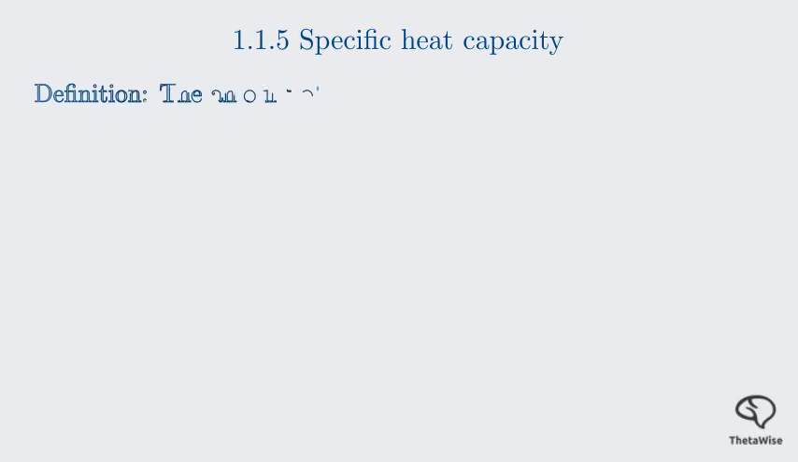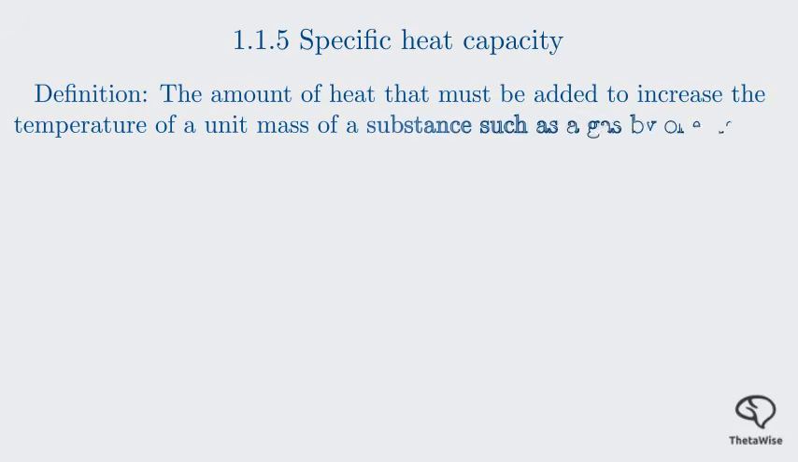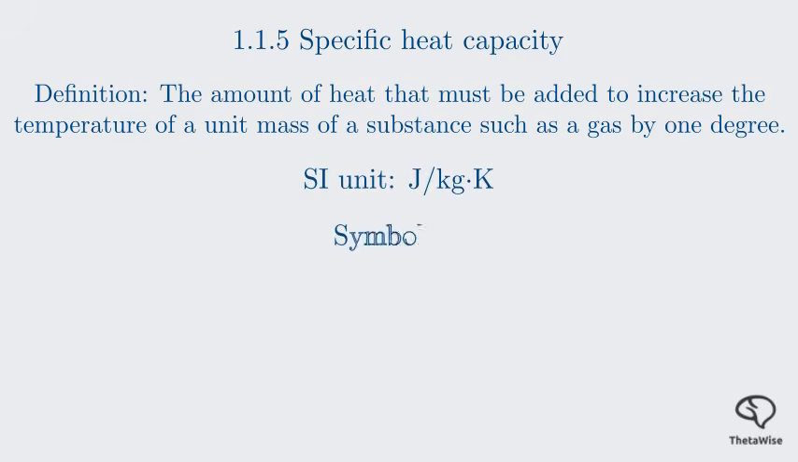Specific heat capacity, C, is the amount of heat energy required to raise the temperature of a unit mass of a substance by 1 degree Celsius or Kelvin. Its unit is joules per kilogram Kelvin. Its symbol is C. The value of C is constant for solids and liquids, but for gases, it's more complex. For gases, the specific heat capacity depends on the process used to transfer the heat.